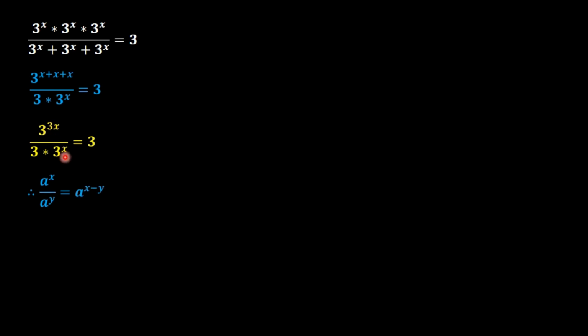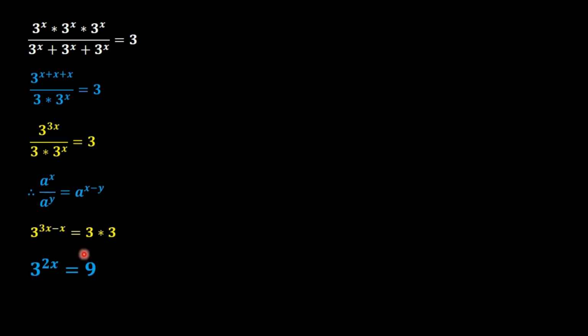So here we apply the same rule, and this expression can be written as 3^(3x minus x), because both bases become one base and the denominator power x is subtracted from the numerator power. And this 3 will go from one side to the other side and be multiplied with the 3. As a result, we get 3 times 3 on the other side of the equation. Now in the next step, we subtract this x from 3x. As a result, we get 3^2x.